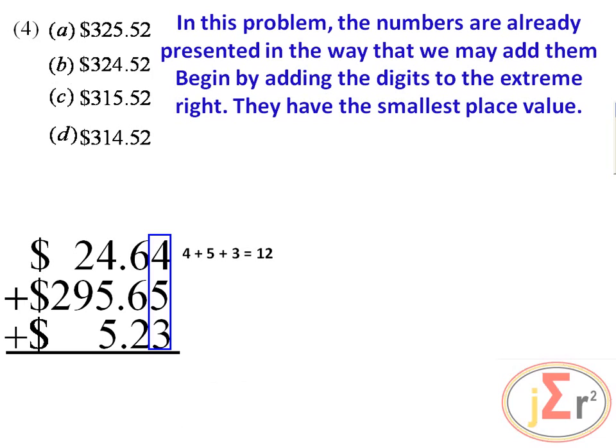Now that 12 that we have there has a ones digit that will remain in the present column, and the 1 will be a digit of greater significance. It will be carried to the other column. So write down 2 and carry 1 to the next column.